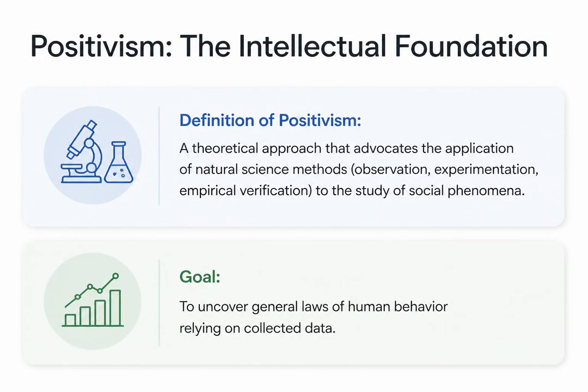This practice of borrowing natural science principles to study society has a specific name: positivism. Positivism is a theoretical approach that advocates applying the strict methods of natural sciences, like observation, experimentation, and empirical verification, to social phenomena. Just as Newton gave us the general laws of motion, positivist social scientists sought to uncover the general, unbreakable laws of human behavior, family, and religion, relying entirely on collected data rather than philosophy or theology.